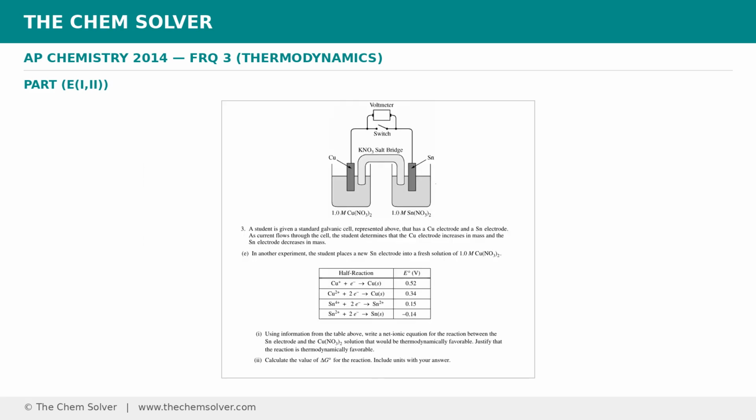In another experiment, the student places a new Sn electrode into a fresh solution of 1.0 molar Cu(NO3)2. Visual. 1. Using information from the table above, write a net ionic equation for the reaction between the Sn electrode and the Cu(NO3)2 solution that would be thermodynamically favorable. Justify that the reaction is thermodynamically favorable. 2. Calculate the value of ΔG standard for the reaction. Include units with your answer.